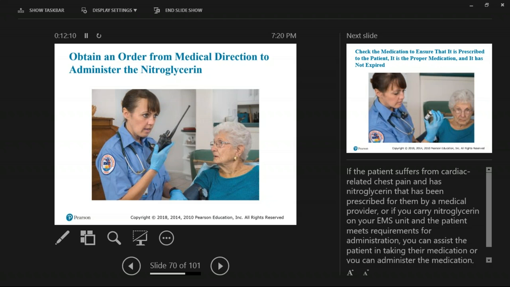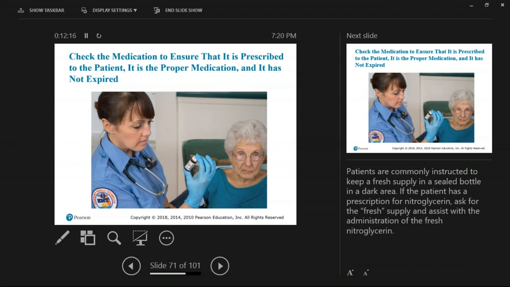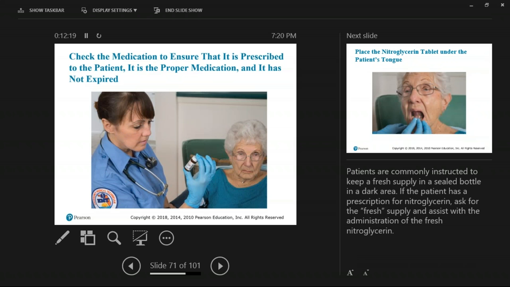Now, you can obtain an order from medical direction. Some places you have to do that, and some places you don't. You do the offline stuff. Make sure it's her medicine, that it's in date, not expired, because we are not allowed to give expired medicines, and physicians are not supposed to do that either. But I hear it does happen.